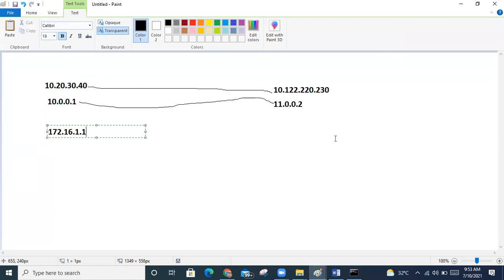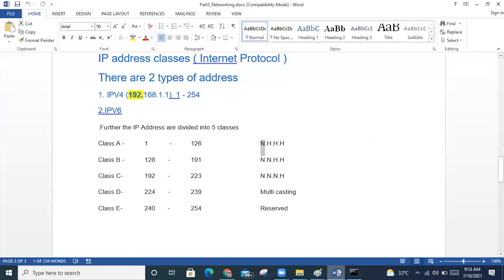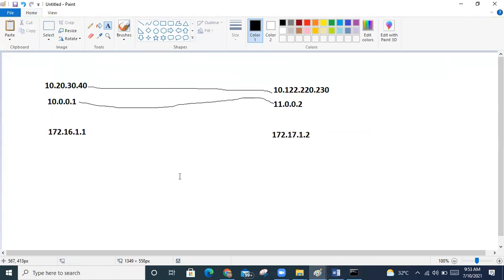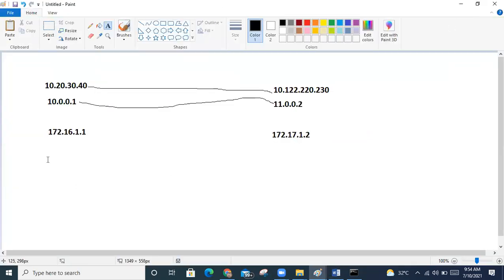172.16.1.1 and 172.17.1.2. Will it communicate or will not communicate? Not communicate, because the second position is different. In class B, how many networks are there? Two. The hosts must be different, but the networks must be common. Is it clear?